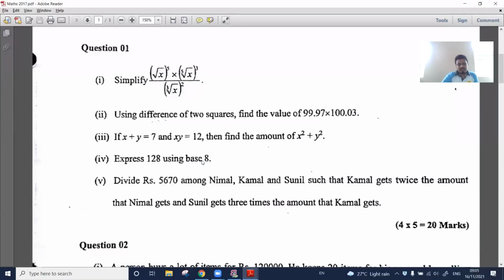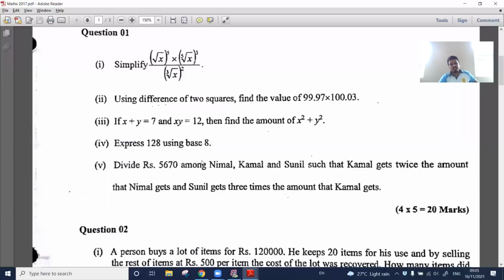Then part 5. This kind of sum we have already done, right? But it says divide 5,670 among Nimal, Kamal and Sunil. There is 5670 to be divided among three people, Nimal, Kamal and Sunil, such that Kamal gets twice the amount that Nimal gets. Who gets twice the amount Nimal gets? Kamal. Kamal will get twice the amount that Nimal gets.